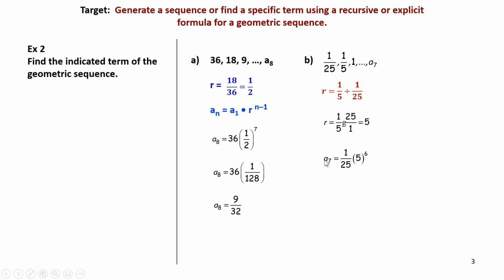So here we go. a sub 7 equals the first term, 1 over 25, times the ratio of 5, raised to the power of 6. And you get, now look at what I did here. I had 5 to the 6th up on top here, and I have 5 squared down here. That means I have 6 5s up here and 2 5s down here, so I canceled off 2 of them. That left me 4 5s, which is 625. Okay?